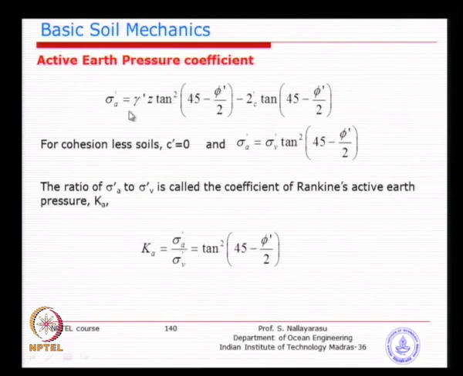So, active earth pressure is a function of your sigma 1, which is gamma times H, and the second and third terms are similar to what we derived. In case C is equal to 0, that means purely sandy material, it reduces to this relationship between sigma A and sigma V, which is easy to find because phi will be known to you. And the ratio of sigma active, the horizontal pressure, to vertical pressure is called the coefficient of earth pressure for the active case, that is why we call it Ka. So, as long as you know the value of phi, you will be able to find it.